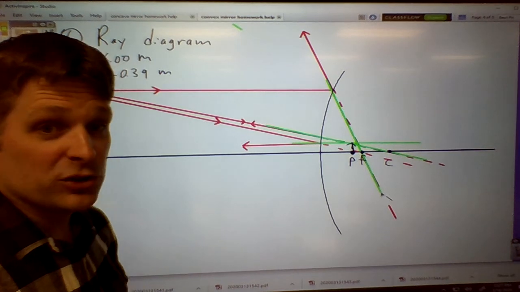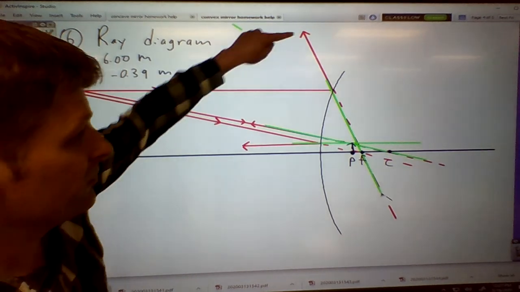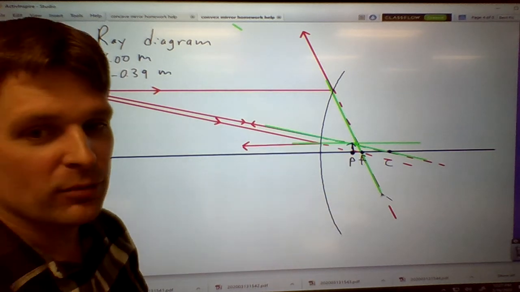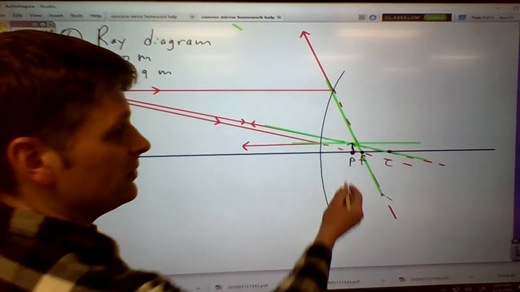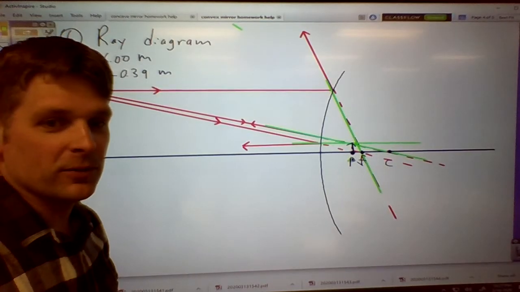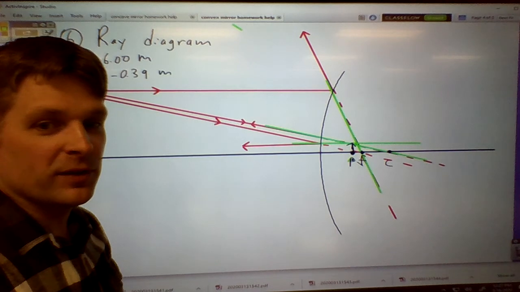Lastly, we'll show you the ray diagram. You can see that I traced the three reflected rays backwards in green. Where they all meet, that's where we would draw Q. I'm sorry, that's where the image is located.